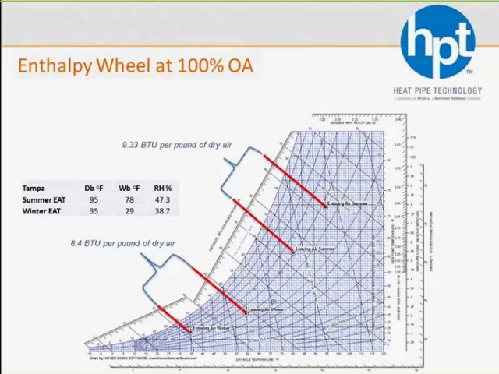But the benefit that the wheel gives you is that when it's cold outside, it's going to preheat that air. So that's what that bottom is showing you, that on a design day, it's not only going to reheat the air, but if it's an enthalpy wheel, it's going to humidify the air a little bit as well.